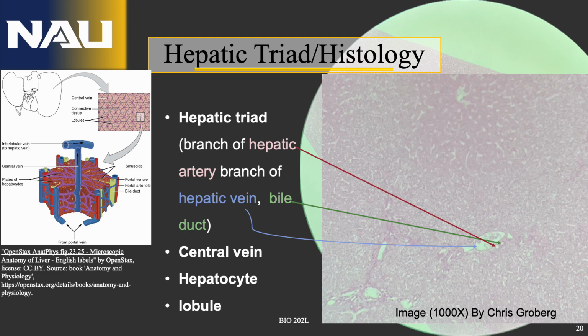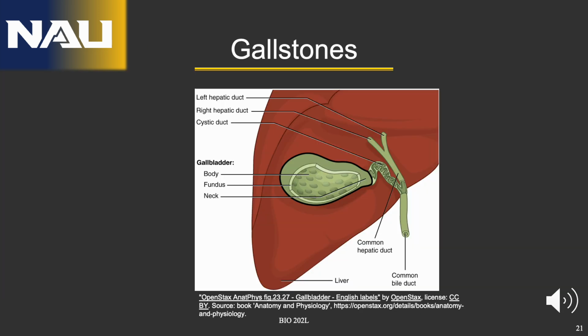Gallstones are hardened deposits that can form in the gallbladder, typically composed of cholesterol or bilirubin. These stones can vary in size and may cause blockages in the bile duct, leading to intense pain. If a gallstone obstructs the cystic duct or bile duct, it can result in inflammation of the gallbladder, or cholecystitis. Treatment for symptomatic gallstones often involves surgical removal of the gallbladder, known as a cholecystectomy.